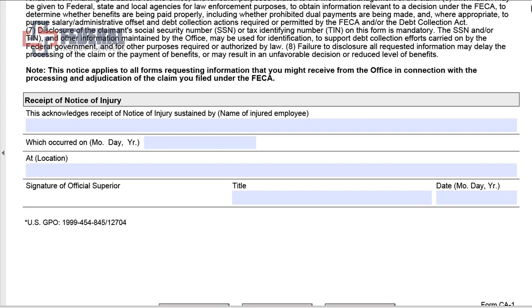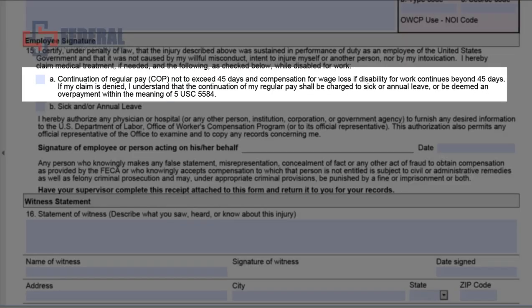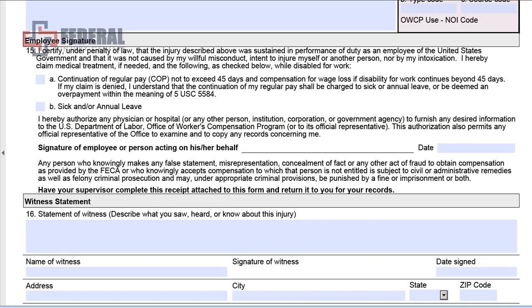The reason it makes a difference, and we're going to cut right up to page 1, if you look here and you decide to select continuation of regular pay, COP, there's a time requirement. It's 30 days. If you get hurt on January 1st and give them this form, and you've selected continuation of regular pay, but no one received it until January 31st, you do not qualify for COP.